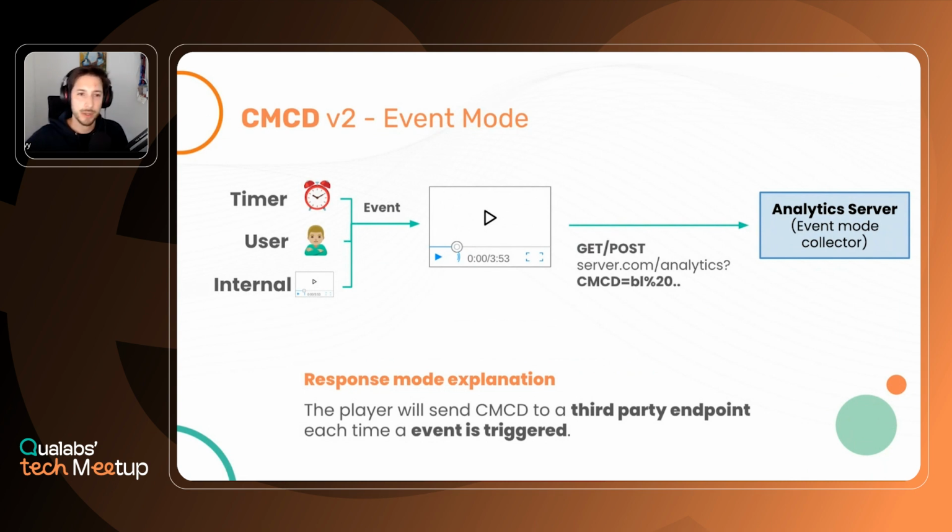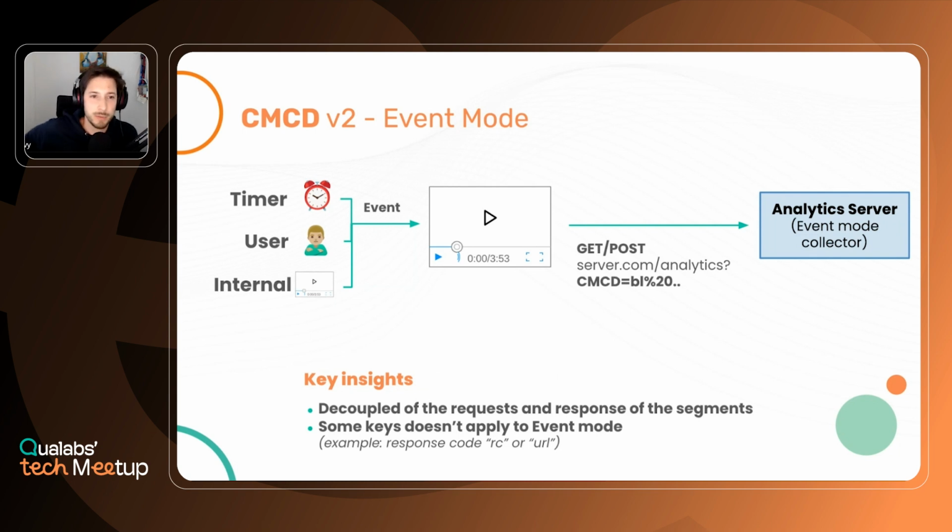Then we have the event mode. The idea of the event mode is that the player will send CMCD information to a third-party endpoint each time an event is triggered. An event could be a timer, something like every 30 seconds, a user that pauses the player or presses mute or unmute, or an event could be some internal of the player, for example, an error.